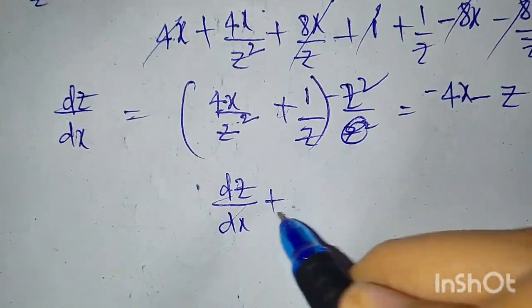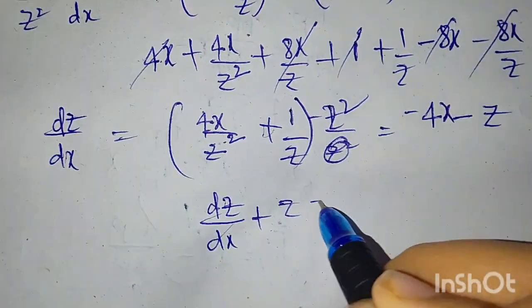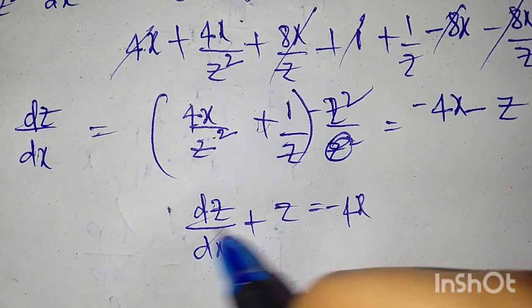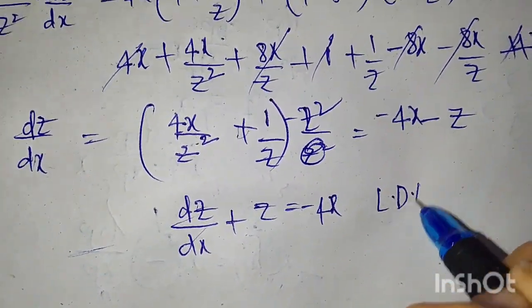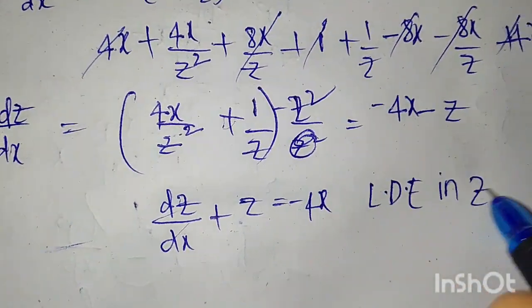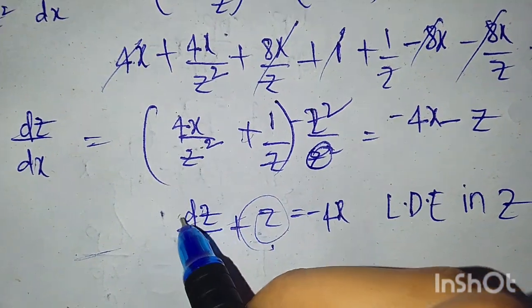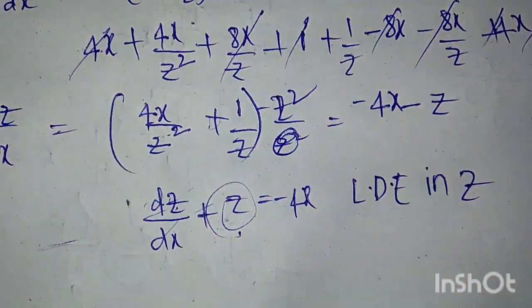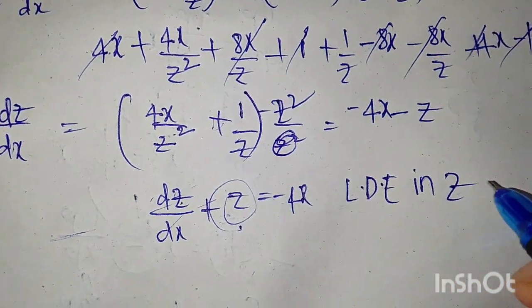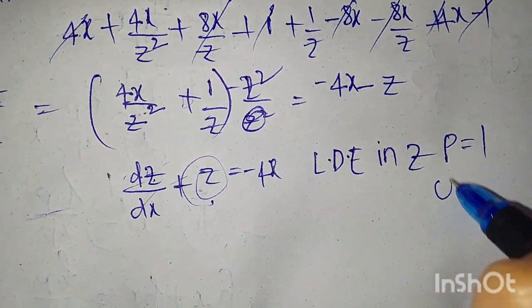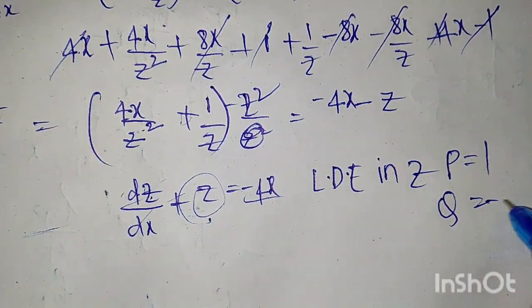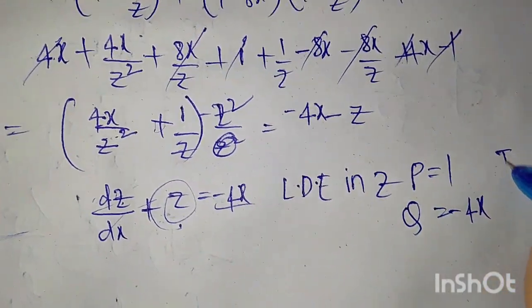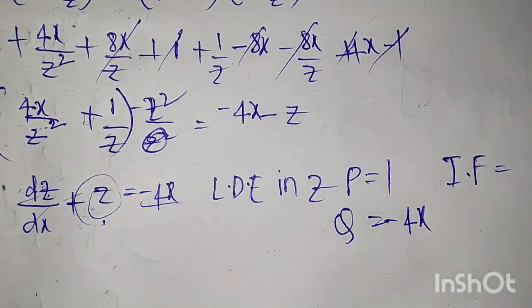It is a linear differential equation in z. See, z came only one time. See, dz by dx is like dy by dx. We know, no? dy by dx plus Py is equal to Q. So this is in z. And what is p value? 1. Q value, minus 4x. So the integrating factor is e power integral p dx. So e power integral 1 dx. So it will be e power x. The integrating factor is e power x.